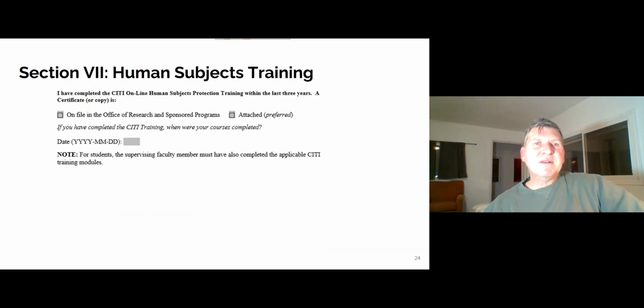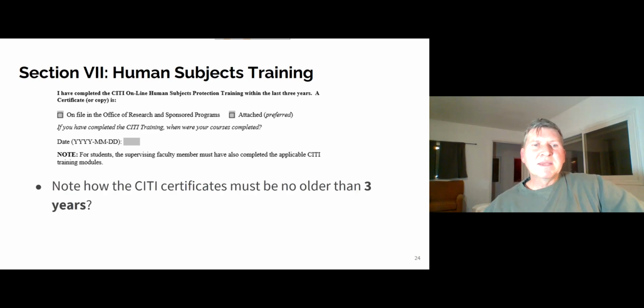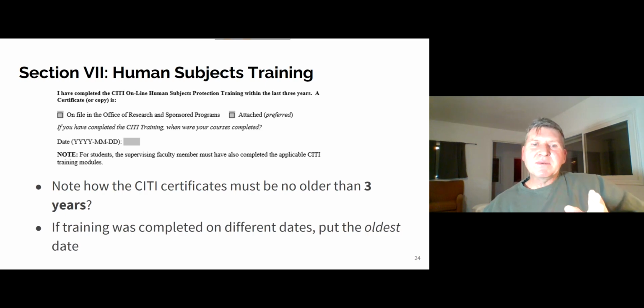In section 7, we need to give information about our human subjects training. Look here, it asks for training within the last 3 years. Now, I have to say that at my institution in Northern Colorado, there is no requirement that it has to be 3 years old or less, because my certification is longer than 3 years ago. If the training was completed on different dates, put the oldest date here.